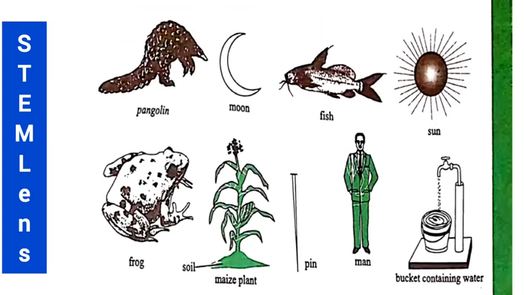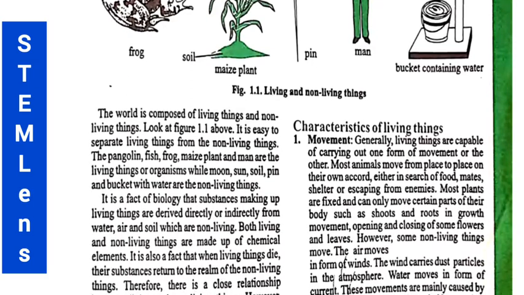Now looking at the diagrams, we have pangolin. Pangolin is an animal, a living thing. We have the moon. The moon is not a living thing. The fish is a living thing. The sun, not a living thing. The frog is a living thing. We have the maize plant, living thing. We have the pin, non-living thing. We have man, living thing, and lastly we have bucket containing water as non-living thing.